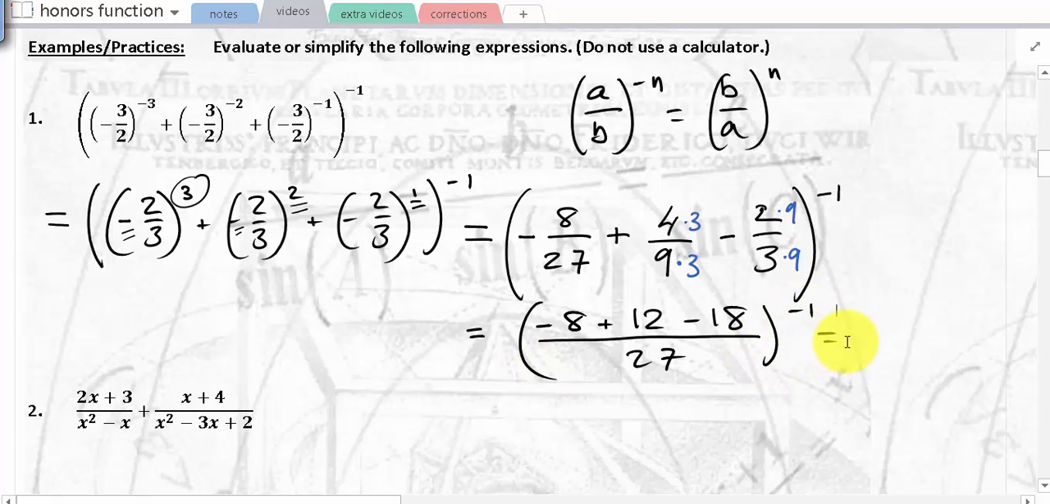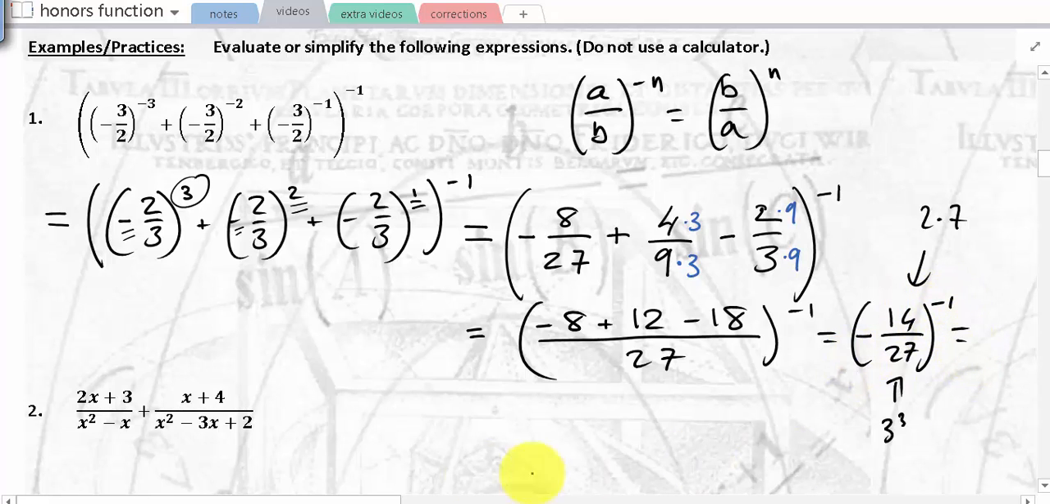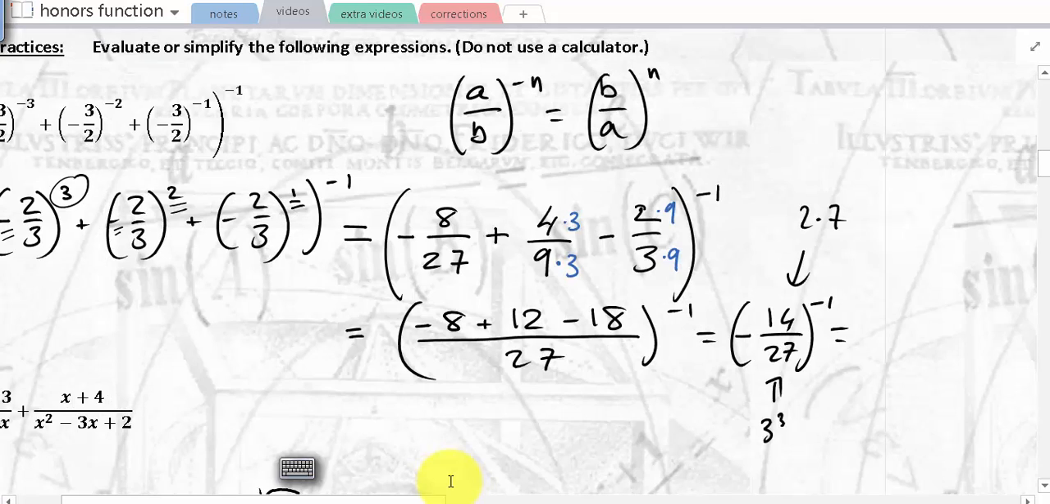So what is negative 8 plus 12? It is plus 4. Plus 4 minus 18 is negative 14. Negative 14 over 27. 14 is made of 2 and 7. 27 is only made of 3's. So you cannot simplify this fraction, okay? And therefore the answer is negative 27 over 14. You just flip it, right? This negative 1 just tells you to flip the fraction.